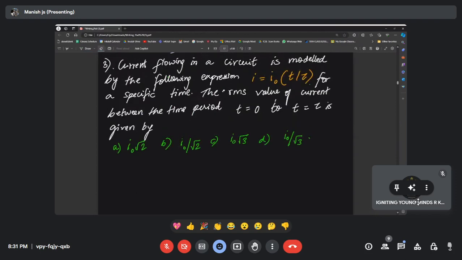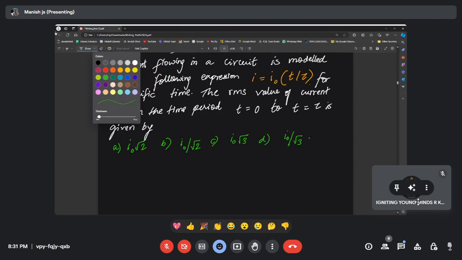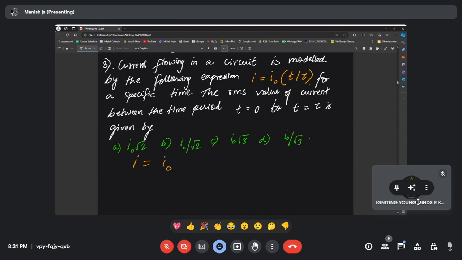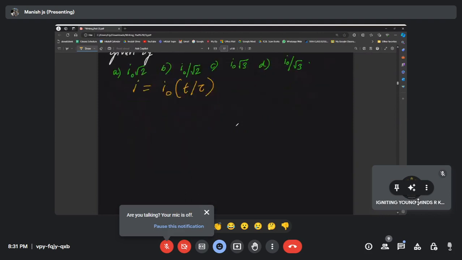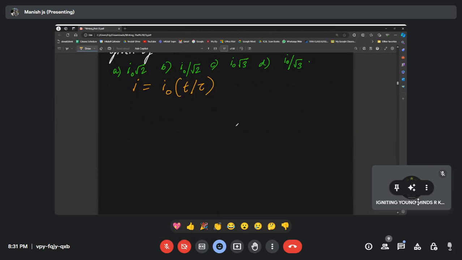First, we are writing the expression. The expression is I equals I naught times t upon tau. This is what we had, right? Whenever an expression like this is given, you substitute and do the calculus approach. So find out what the root mean squared value is.